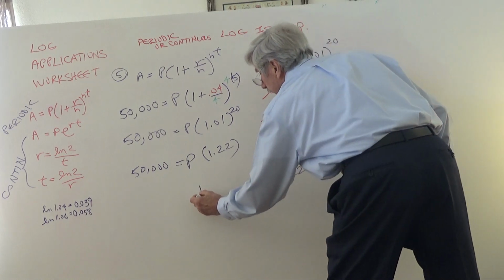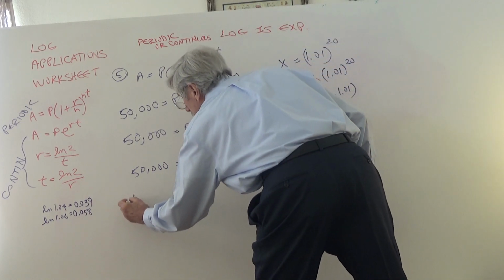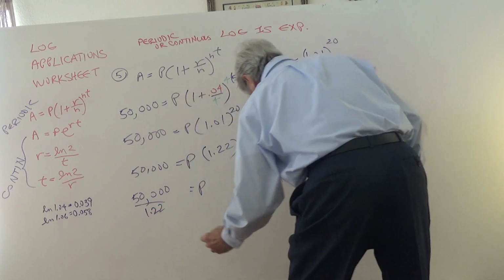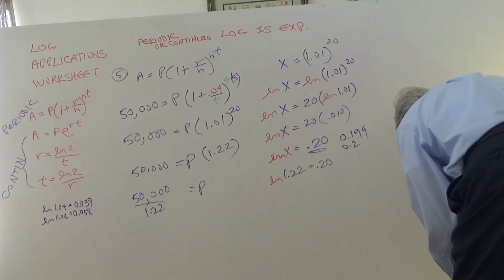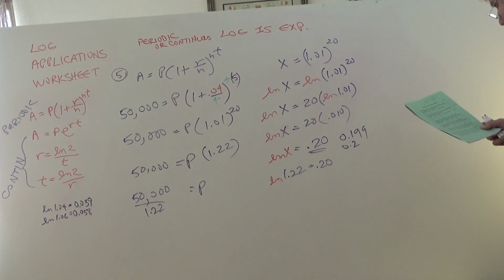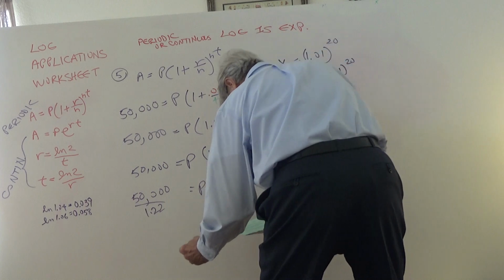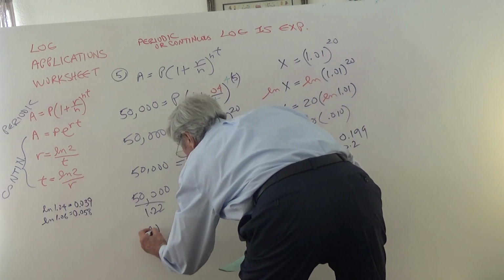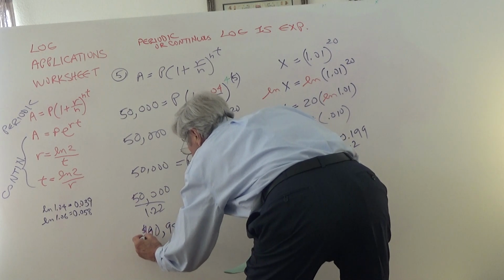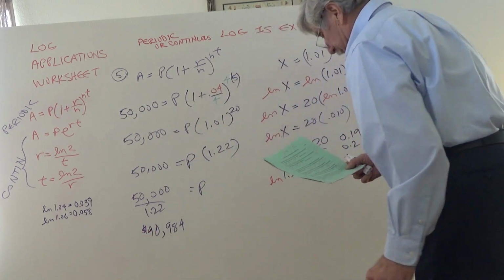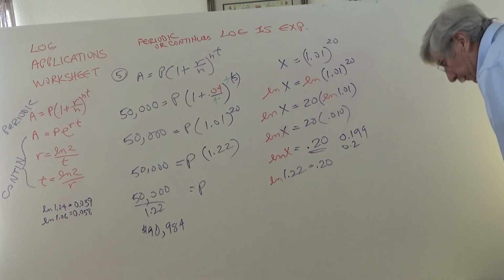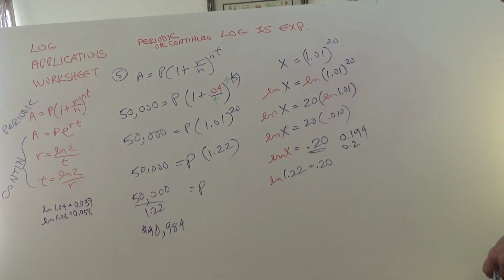The last step would be to divide by 1.22. And hopefully, if we do a good job with the division, that should give us maybe 40,984. That's what we have to insert now, or it's what the couple has to insert now: 40,984 to get 50,000 when they're finished.